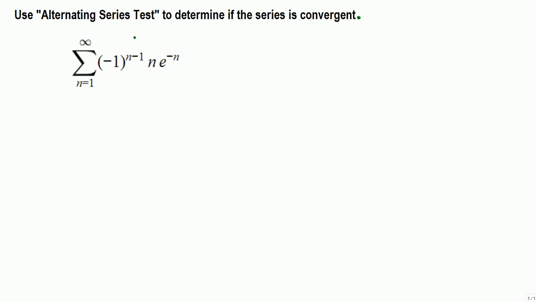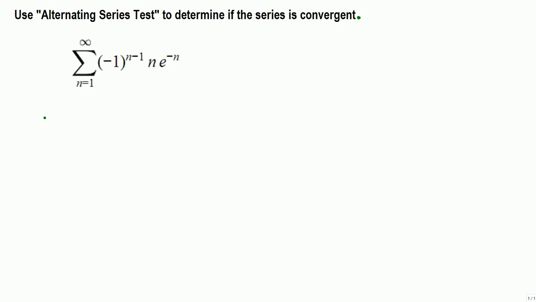Use the alternating series test to determine if the series is convergent. Okay, due to the factor (-1)^(n-1), this is an alternating series, and the whole thing is a_n, and without the plus-minus factor, this part is b_n.